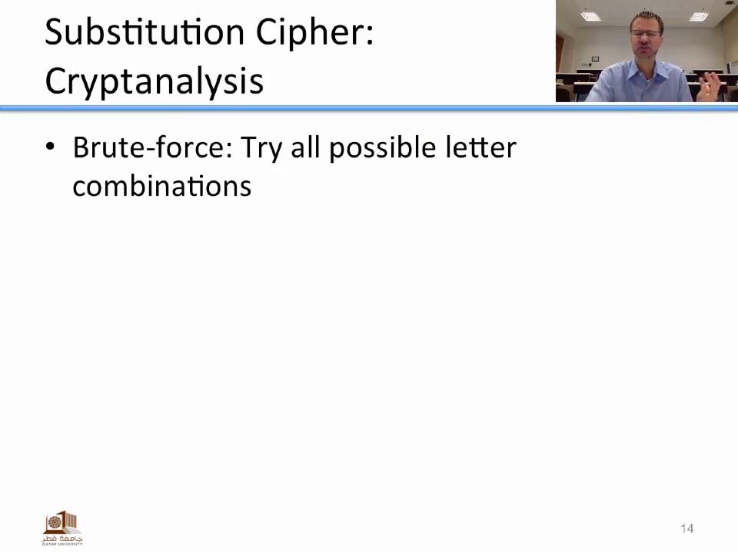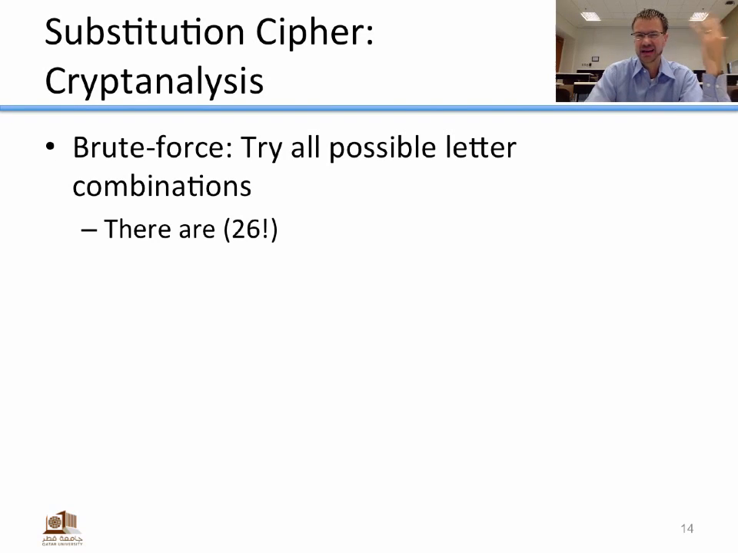Okay, so how could I cryptanalyze a substitution cipher? Well, in the brute force possibility, I would try all possible substitution combinations, right? And that basically boils down to how many different ways can I order the 26-letter alphabet. And there's 26 factorial ways to do that. 26 times 25 times 24 times 23, et cetera. Okay, so there's 26 factorial possible ways that I could build a substitution table.